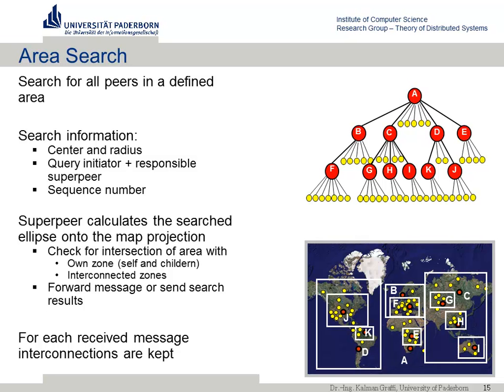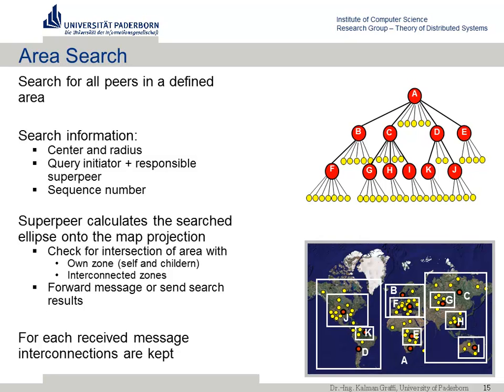It checks next whether its own zone is intersecting. We will have an example for that. So let's assume we are looking for a place here in Egypt, and we are starting in C. Then C would check whether its own zone is intersecting, so whether it contains some of those nodes that are looked for. And if not, then it checks whether some of the interconnected nodes it has connections to are intersecting with that desired area. And if not, or even if so, you still forward it to the parent node to find the whole range of peers which intersect with that area.